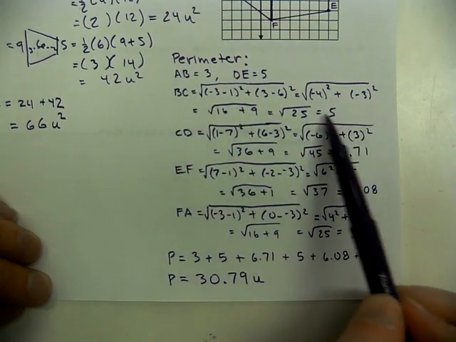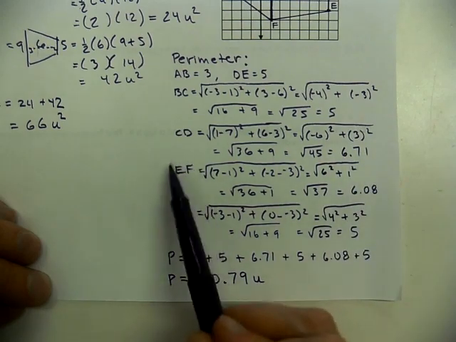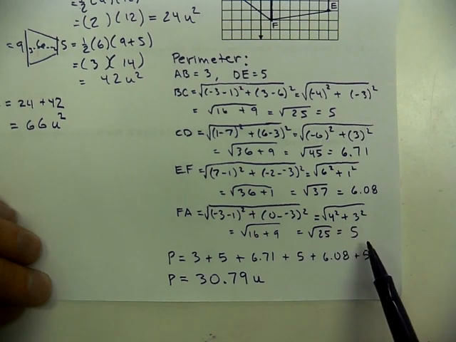So BC is a length of 5, CD is a length of 6.71, EF is a length of 6.08, and FA is a length of 5.